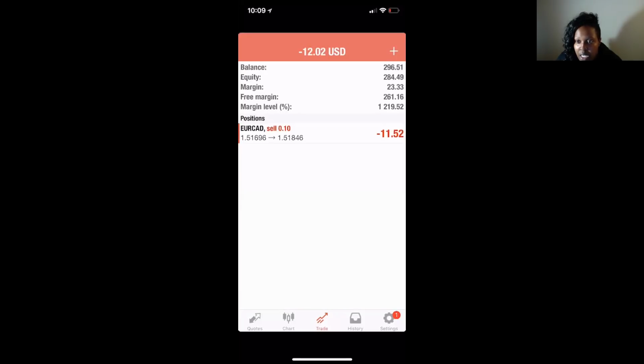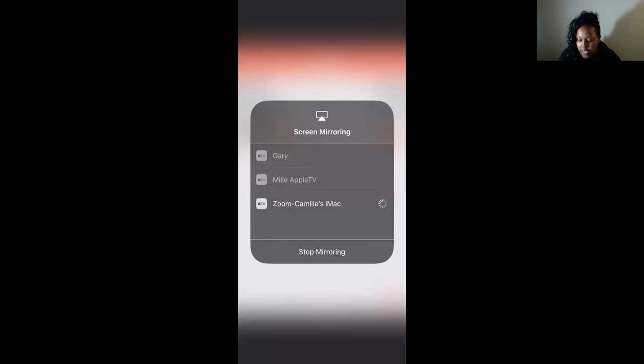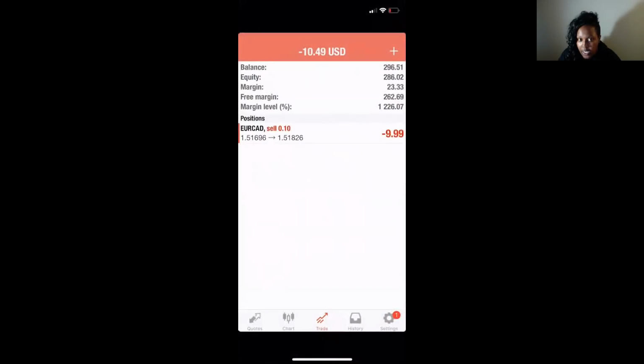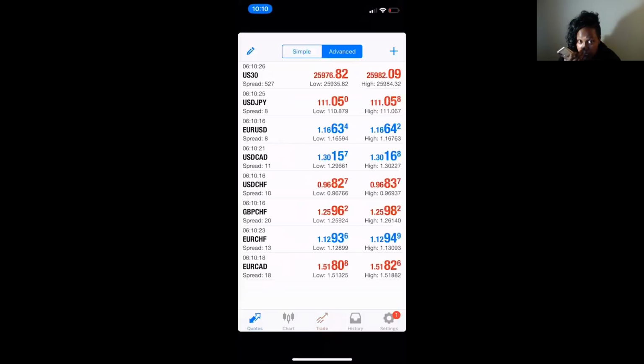That's how that works. As far as seeing the spread, if you're looking at MetaTrader 4, you go to quotes, and right under quotes, you see the spread right there. That tells you what the spread is. So make sure that you have your MetaTrader 4 set to advanced so that you can see that.